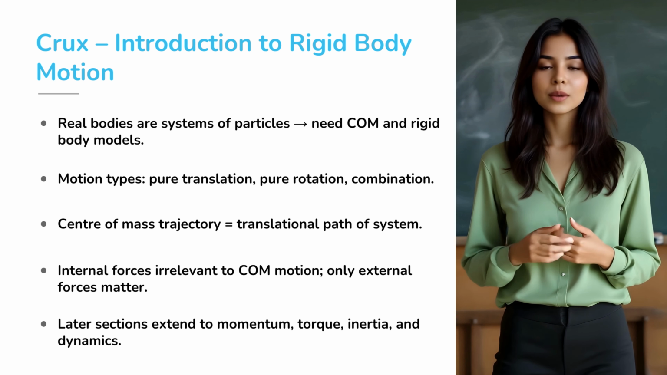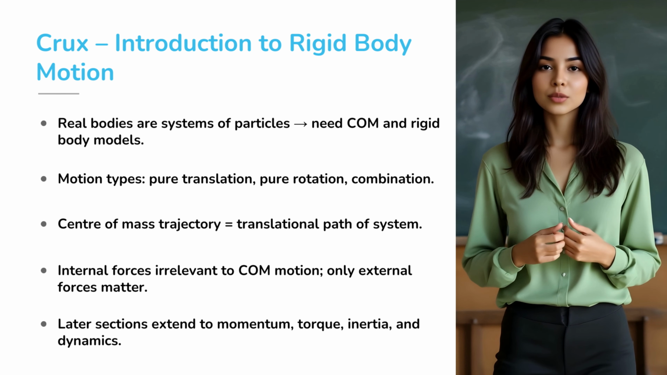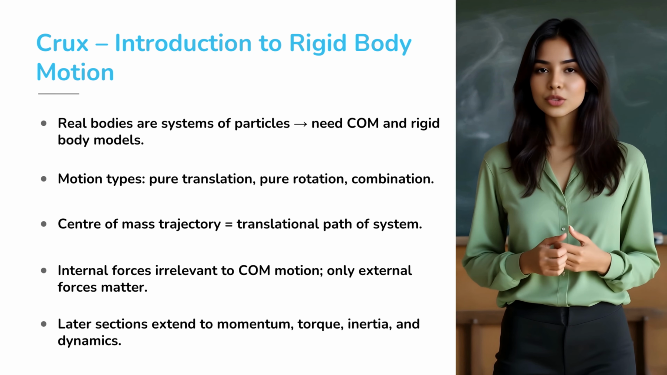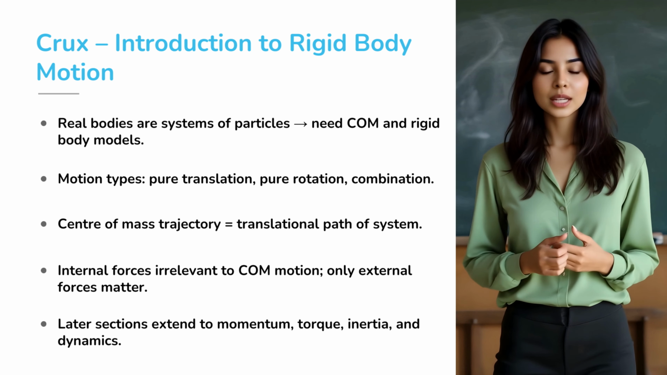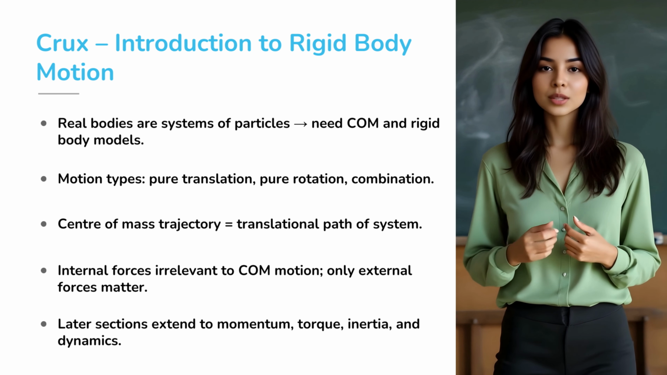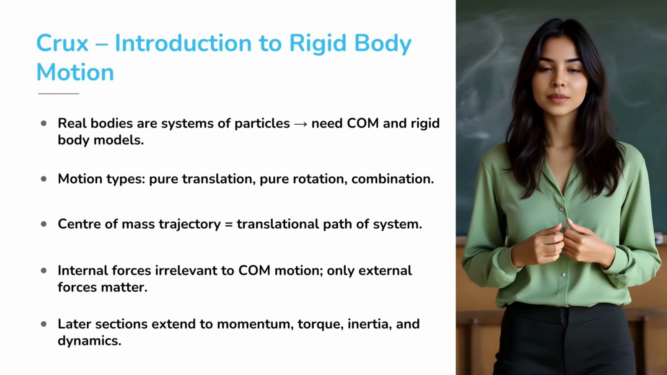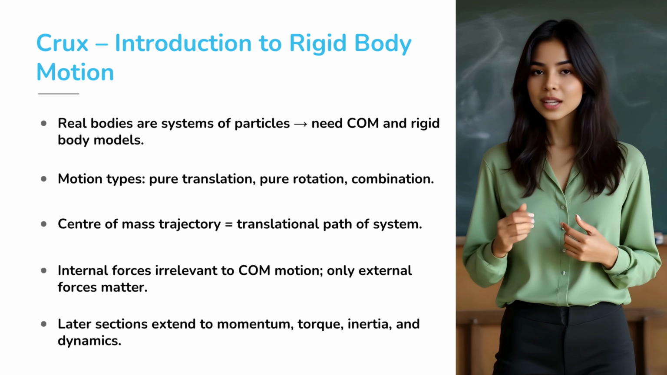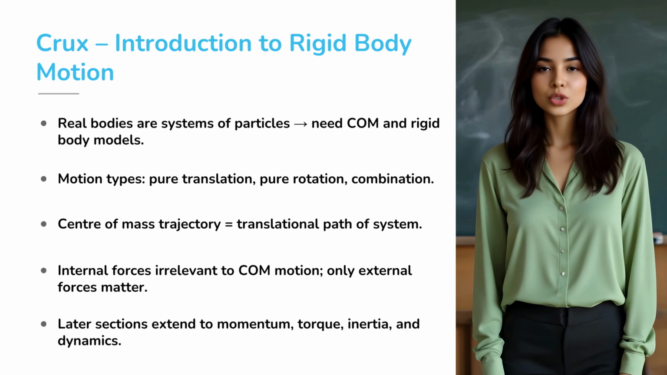So to wrap this up, real bodies aren't just particles, they're systems of particles. We describe them using the center of mass and the concept of a rigid body. Rigid bodies can show three basic kinds of motion: pure translation, pure rotation, or a combination of both. The center of mass always traces the translational path, while orientation change reveals rotational effects. This foundation sets us up for deeper studies into momentum, torque, inertia, and dynamics of rotational motion.